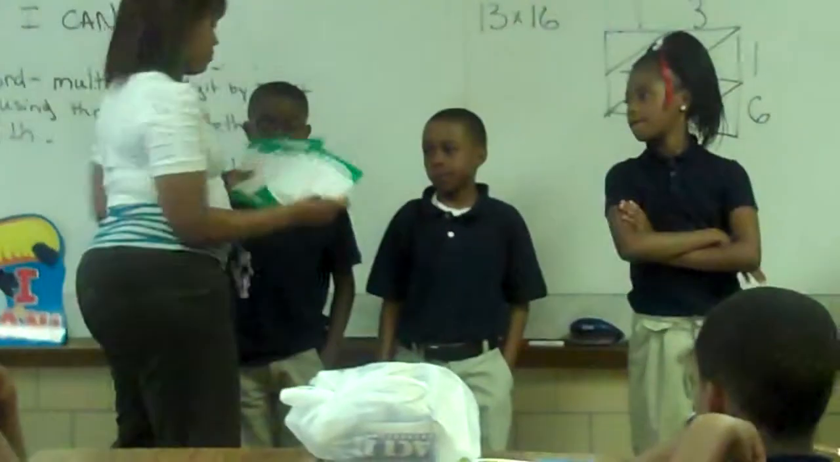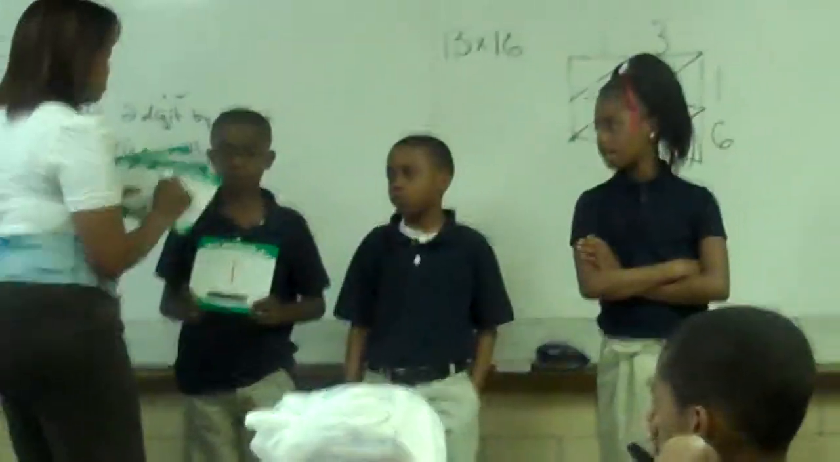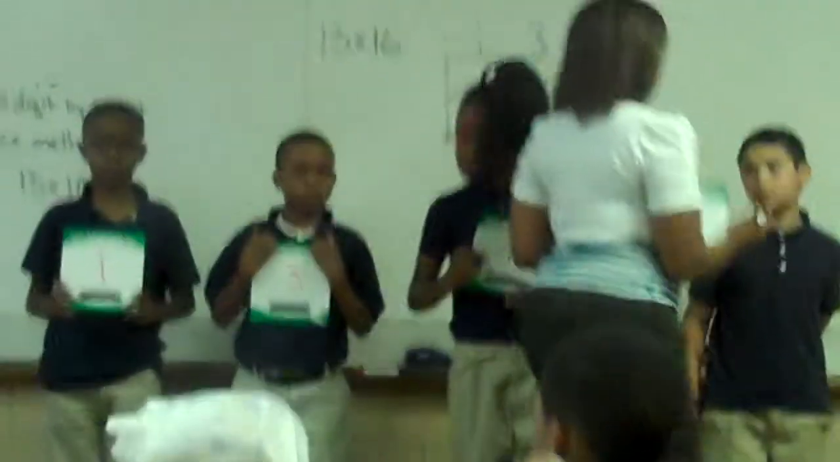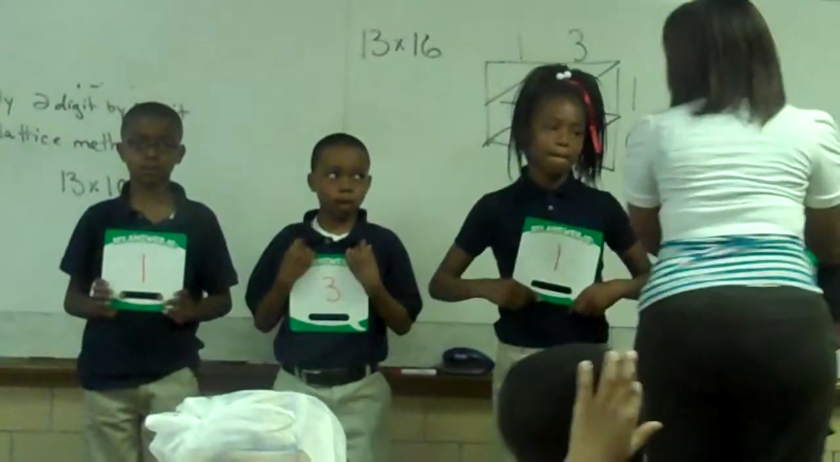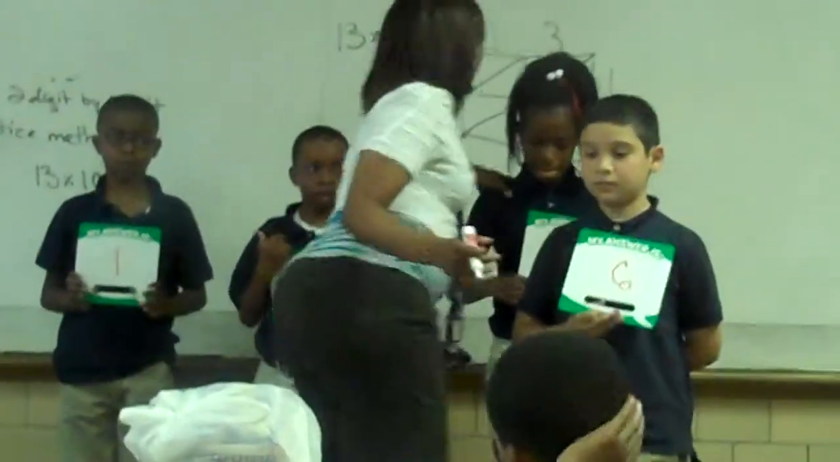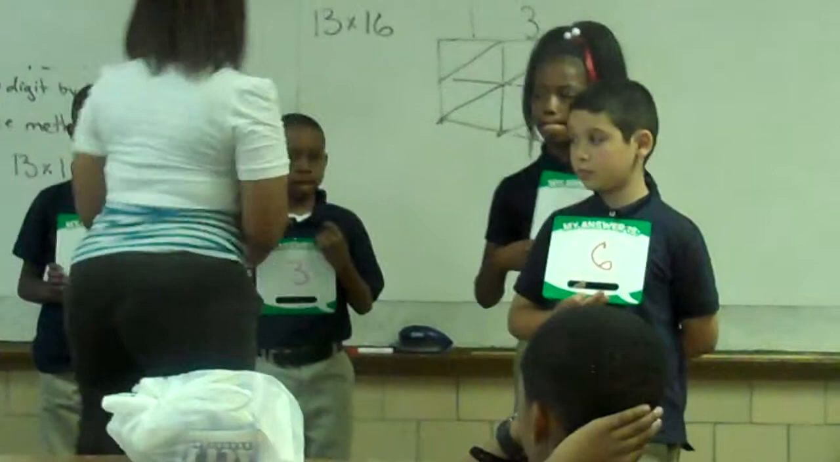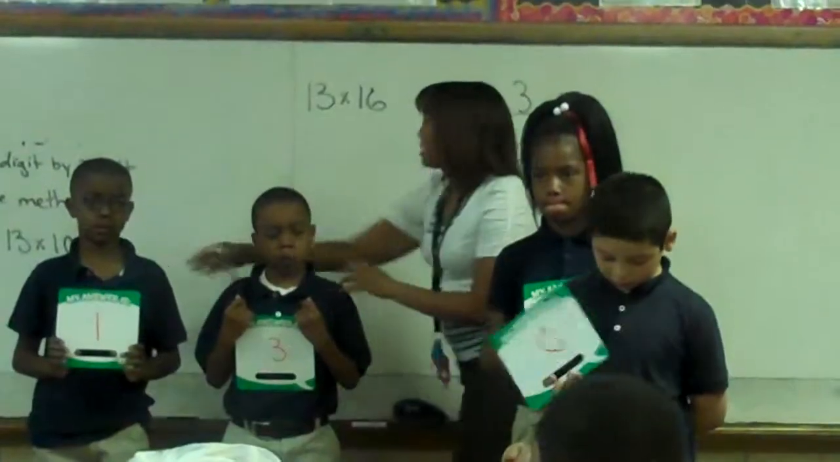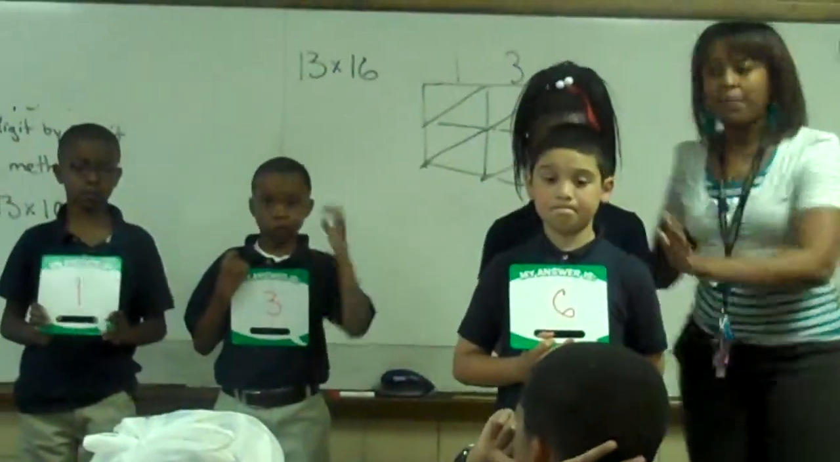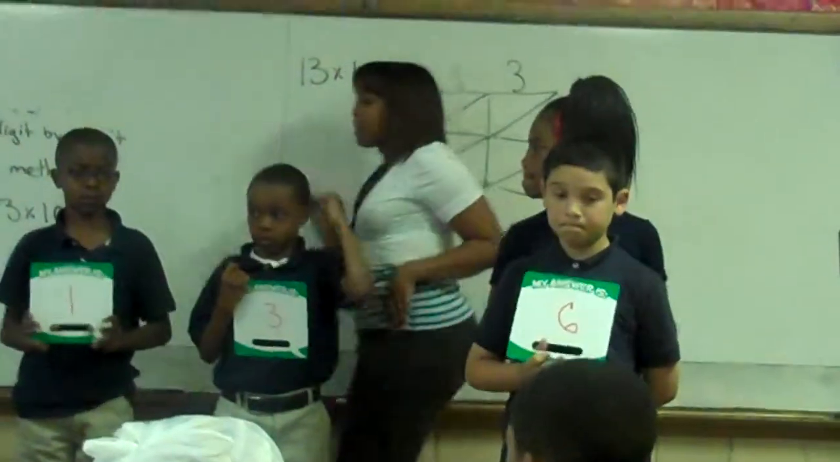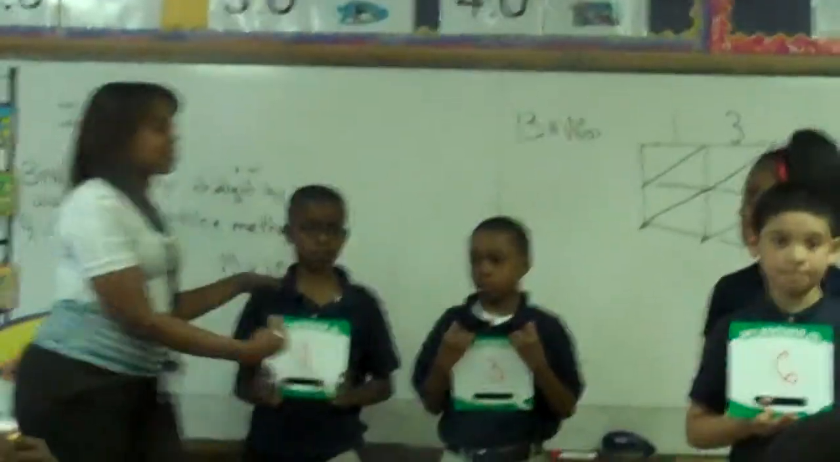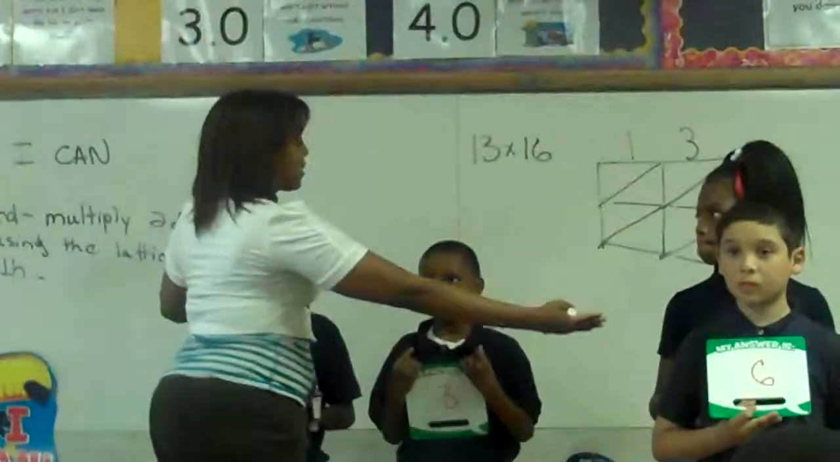So we got 13: 1, 3, and 16: 1, 6. Okay, so let's come over here, and you come up here. So we have our lattice box right here. We have 13 and we have 16. So 13 is at the top of the box and 16 is on the side of the box. What we have to do is make sure that every digit dances with the digit that's on the side of it. So these digits up here have to match up with these digits right here.